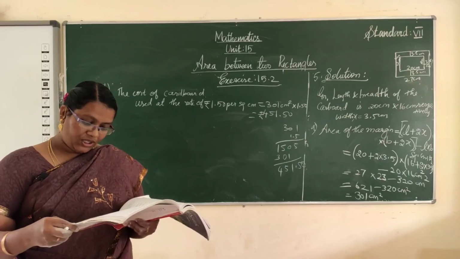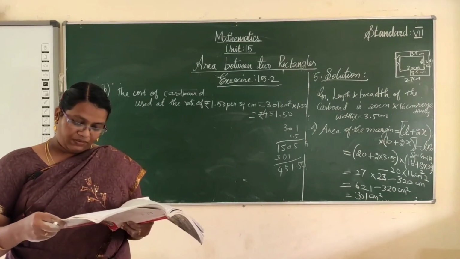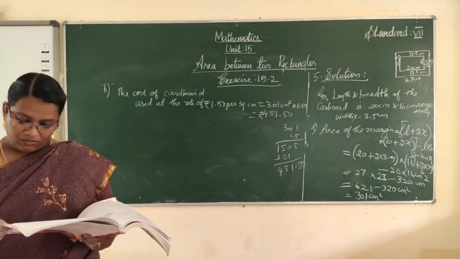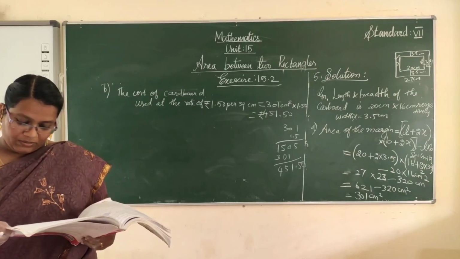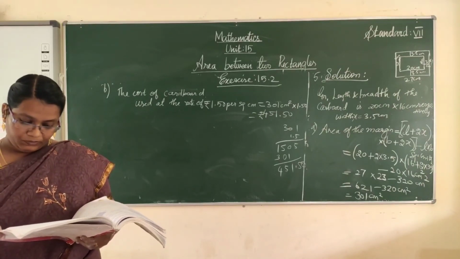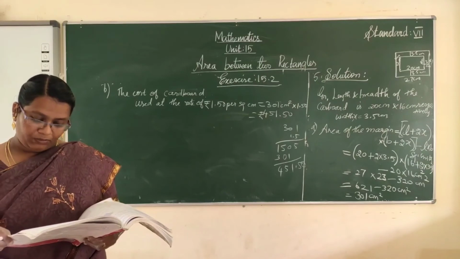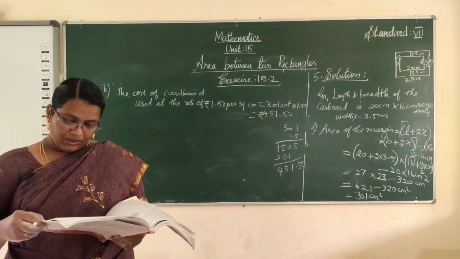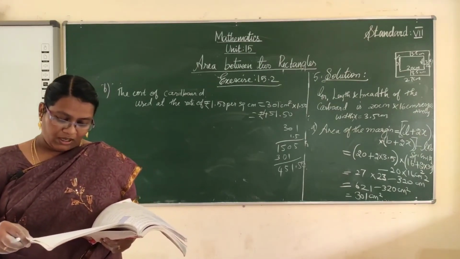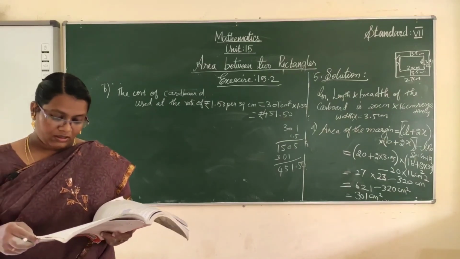Find the area of the shaded region in each of the following figures. So we have calculated the shaded portion. Okay, now we will do the B problem, and the 7th A problem is homework.